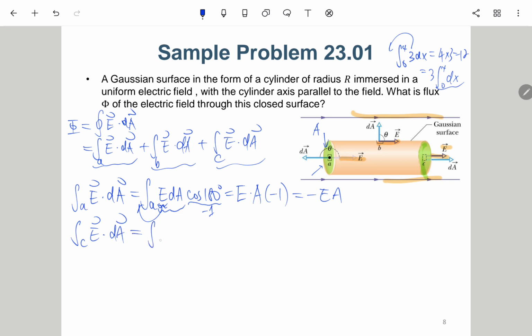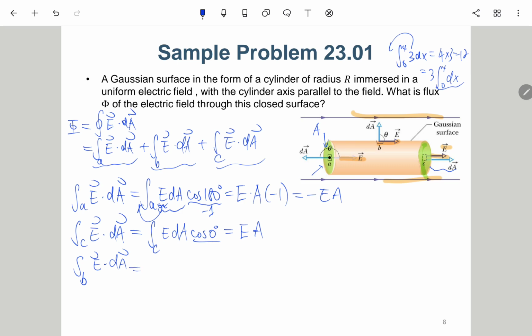So we have the integration of E dA for C, and actually we can see that the E field and dA for surface C point in the same direction. So here we have cosine of 0 degrees, which is 1, which means that we have E times A. Finally, the integration of E dot dA for surface B.